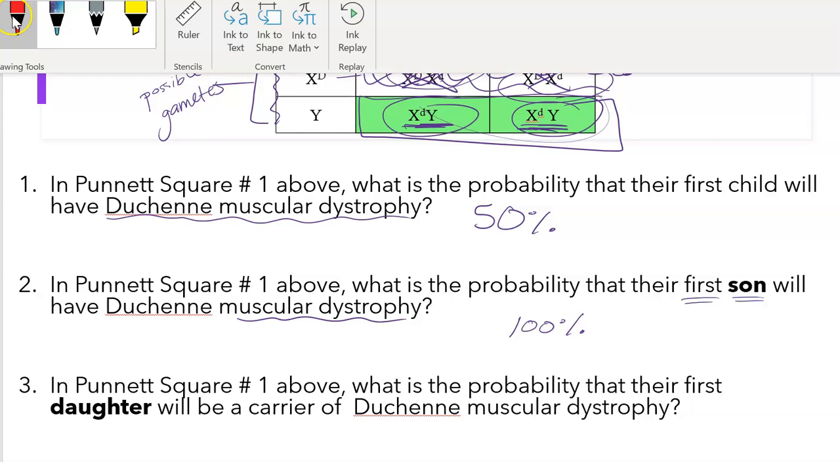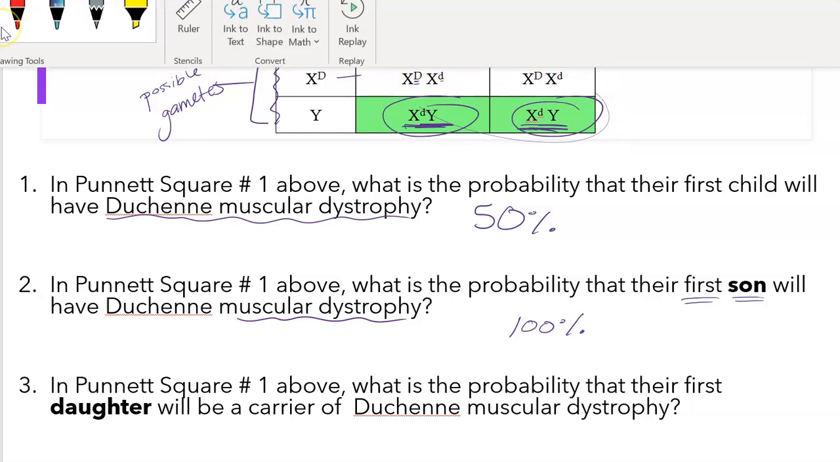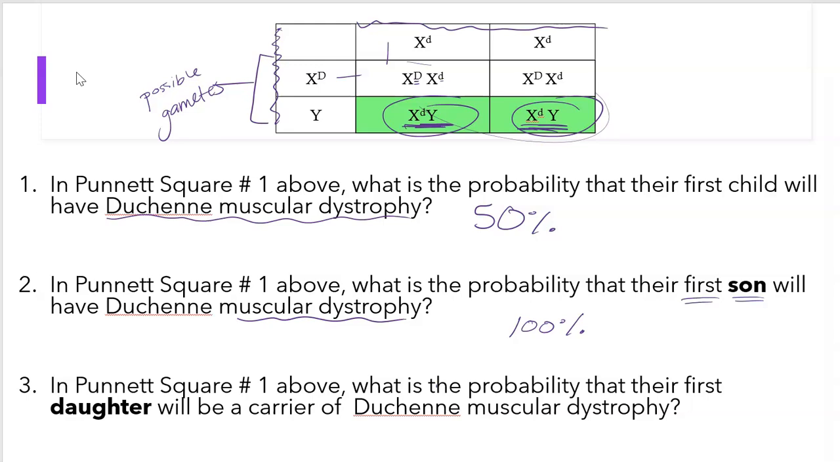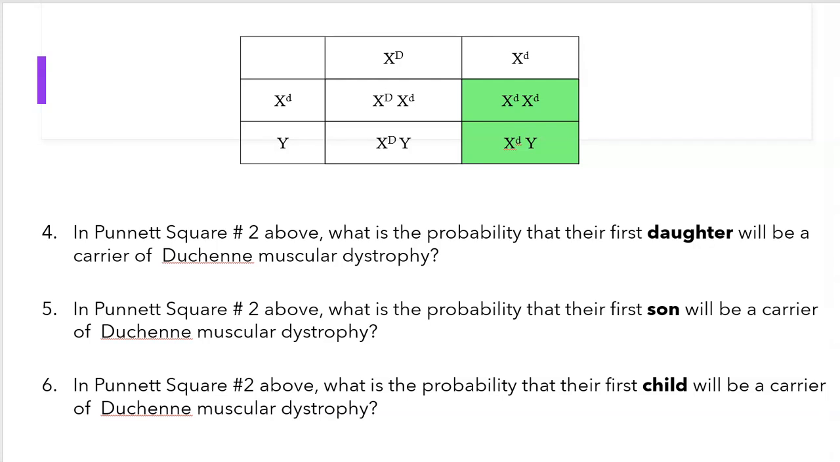In the Punnett square above, what's the probability that their first daughter will have muscular dystrophy? I will erase so you can see the daughters. If we just look at the girls this time, only the girls, if we look at both possibilities, none of them will have muscular dystrophy. They will be carriers. Oh, that's what the question was asking. Sorry. What is the probability that their first daughter will be a carrier of muscular dystrophy? 100%.